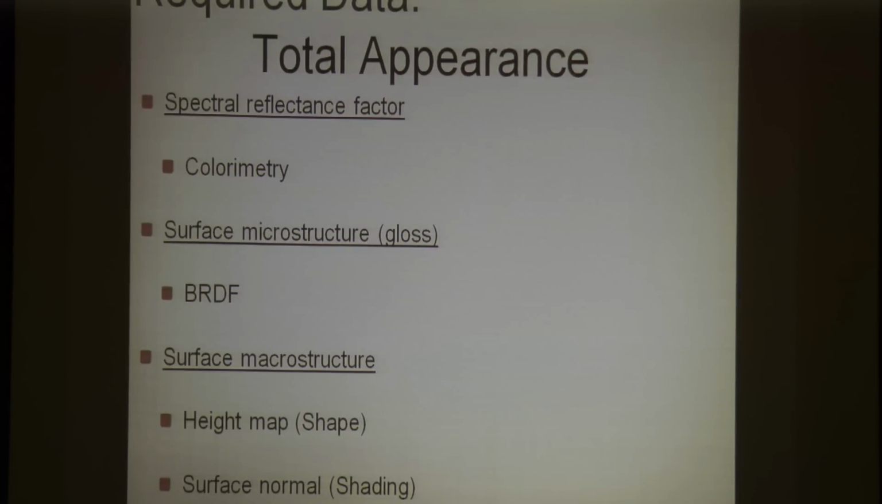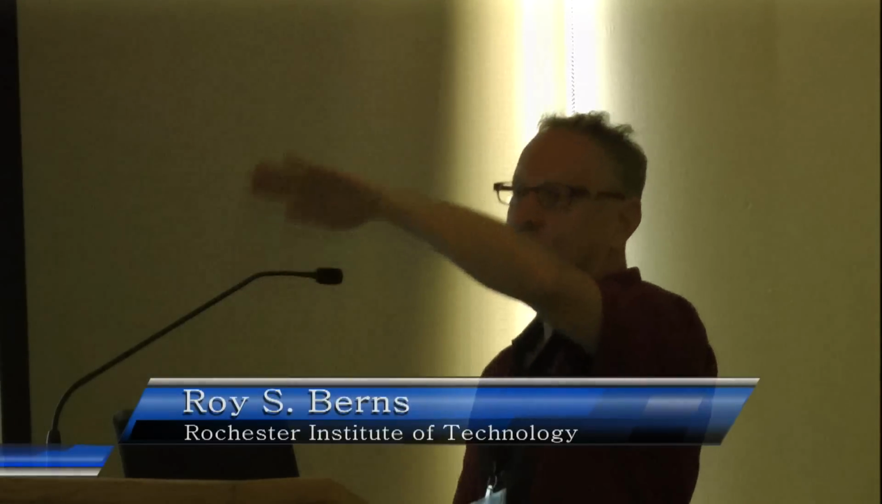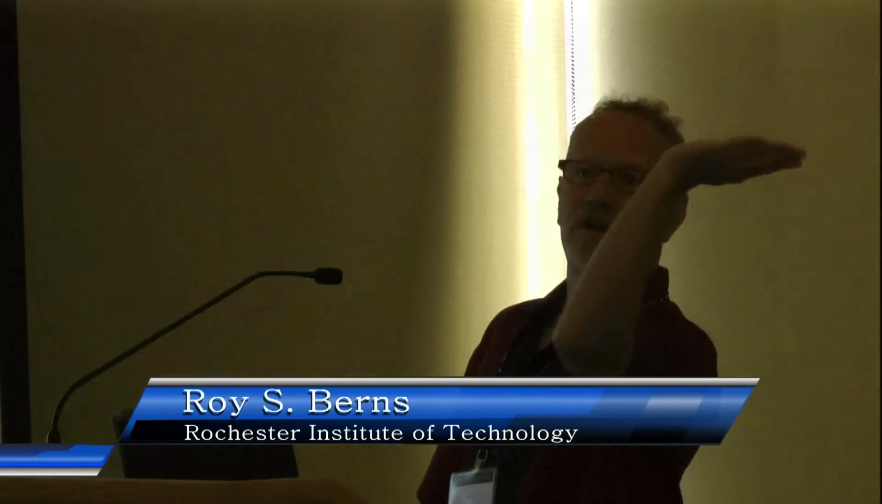And then there's the surface macrostructure, which can be defined two ways. One is a height map, and that would be the equivalent of what we've been hearing about up until, I think, this moment through the photogrammetry and laser scanning. Or there's something called the surface normal, which is giving you shading information, and the surface normal is the angle which is perpendicular to the surface of an object. So if you have a curve, the surface normal is going to be changing in its direction, and that surface normal can then be used as a way to introduce shading in graphics rendering.